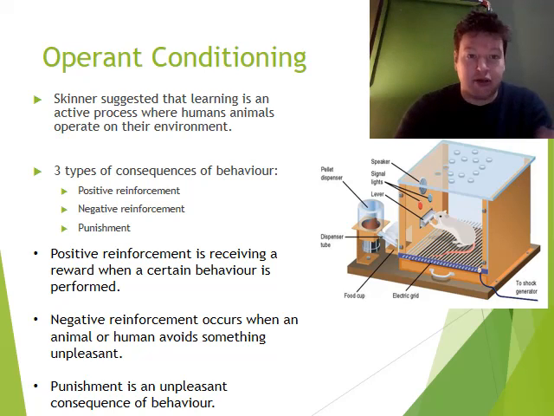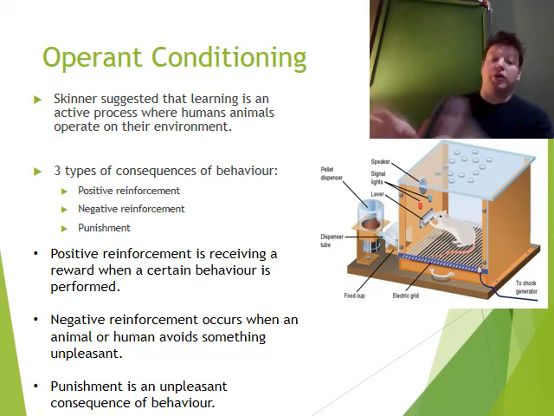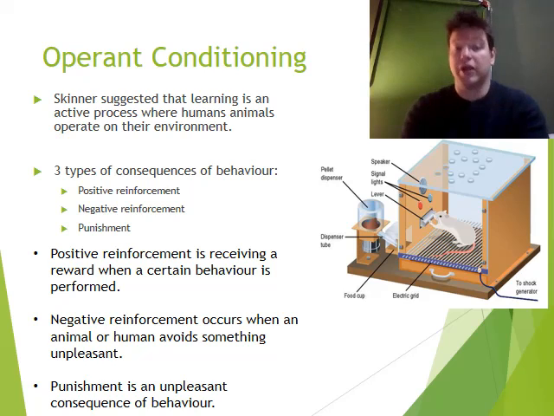But the basis here of operant conditioning, it goes a little bit further, suggests that learning is an active process where humans, animals operate in their environment. So we're always learning. Okay, if I put my finger and I get electrocuted, I'm not going to want to do that again because I've got what's called negative reinforcement. The three types of consequences for your behaviour. So anything we do, we're constantly learning, is this idea.